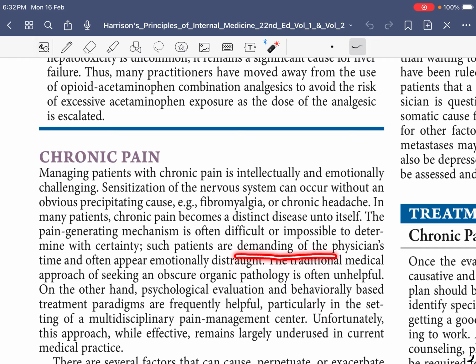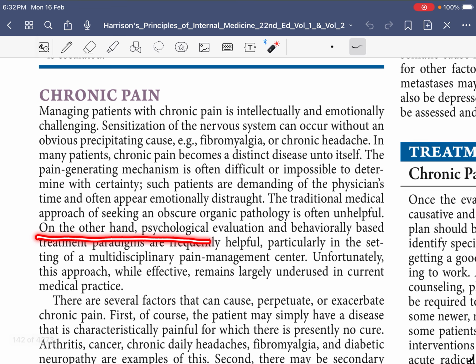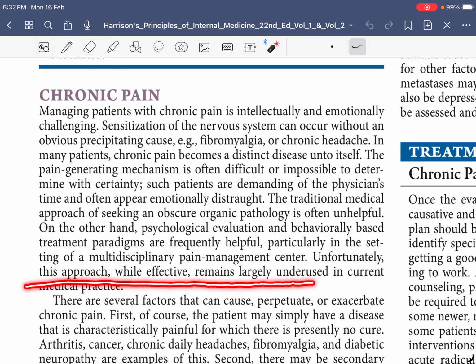Such patients are demanding of the physician time and often appear emotionally distraught. The traditional medical approach of seeking an obscure organic pathology is often unhelpful. On the other hand, psychological evaluation and behaviorally based treatment paradigms are frequently helpful, particularly in the setting of a multidisciplinary pain management center. Unfortunately, this approach, while effective, remains largely underused in current medical practice.